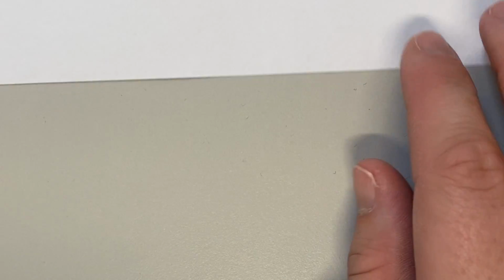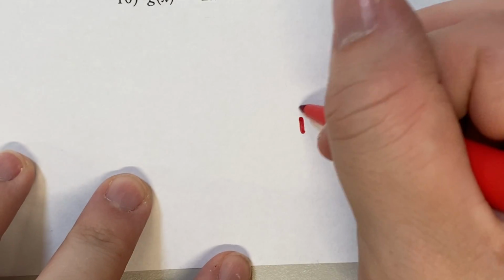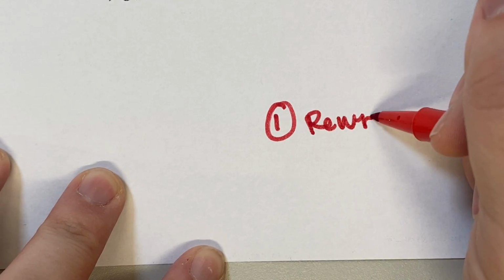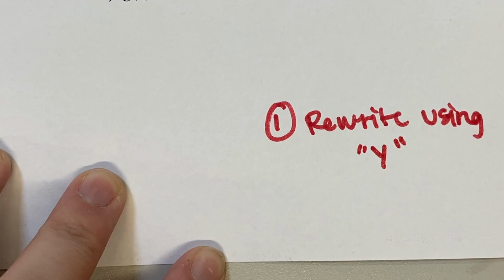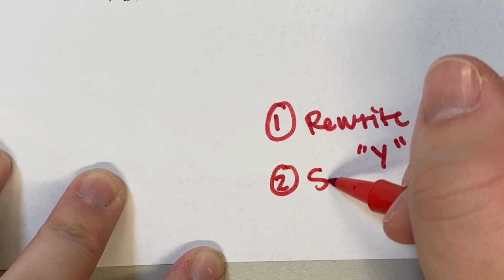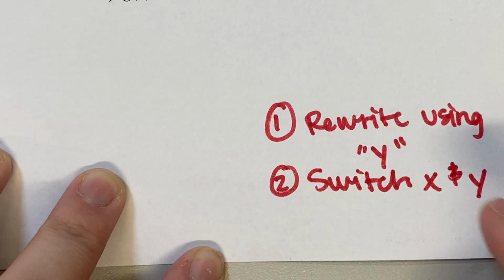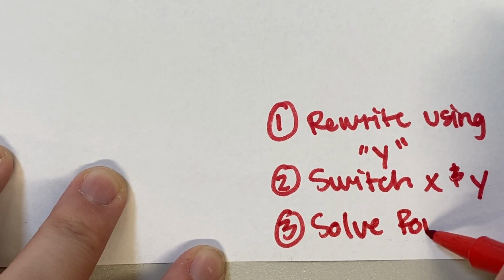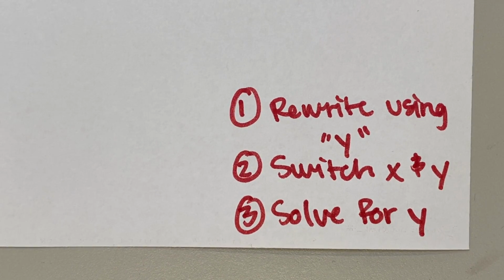Okay, in fact, let's go ahead and write these steps on the bottom of our paper where we have a little space. The first step, we rewrote it, so rewrite using a y. Then we switched the x and the y. That's our inverse step. And now our last step is going to be to solve for y, meaning we want y to be by itself. So have those 3 steps written down in your notes.